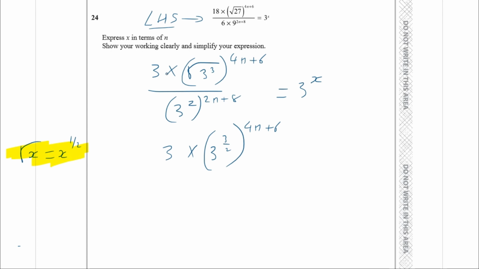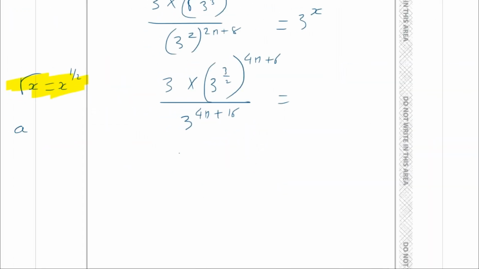Okay, so this is great. And the bottom is going to be 3 to the power 2 times 2n plus 8. So when it's to the power, you need to multiply. So 3 to the power 4n plus 16 here. Okay, so we're still doing good. In our next line, we'll probably have to use the fact again that a to the n to the power m is equal to a to the nm.